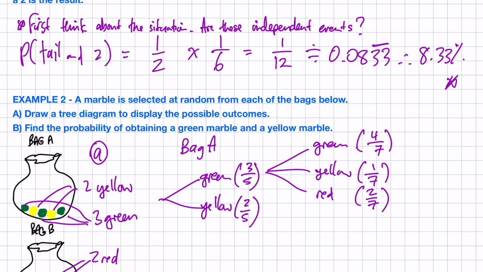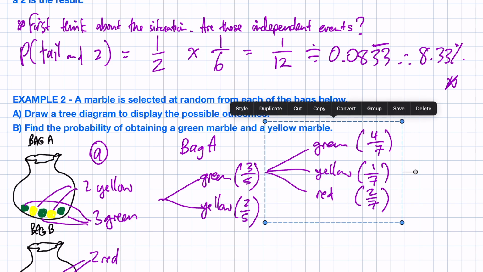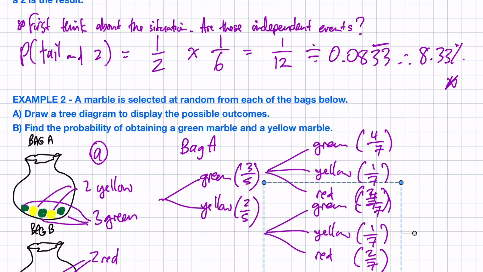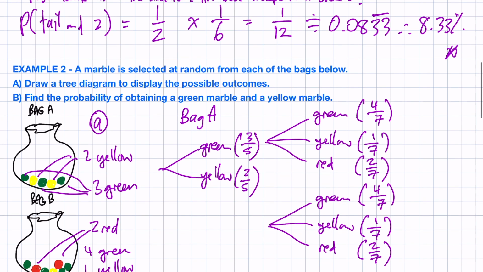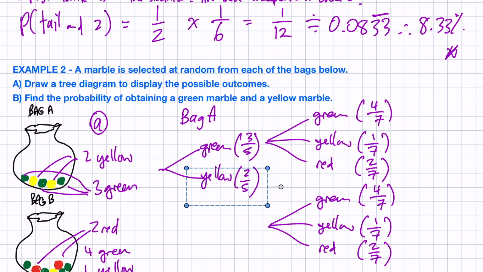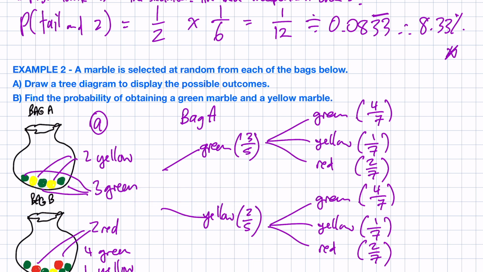What would I do for the other branch, for going yellow first? Would it be the exact same? Yeah, so because I've got the device, I'll just copy and paste that. Maybe that was a bad idea. What could I do? Oh, look at that. The teacher knows how to use technology. My God. Bag B.